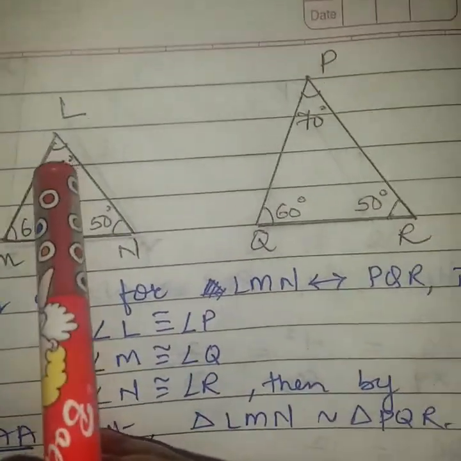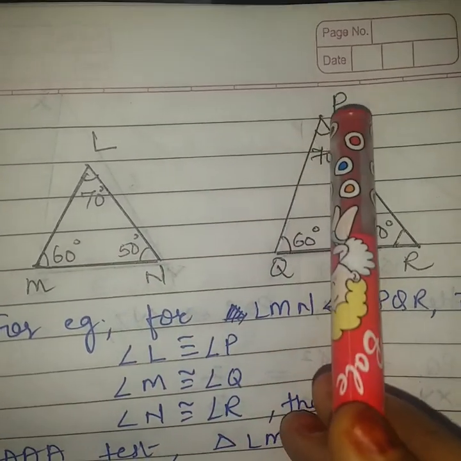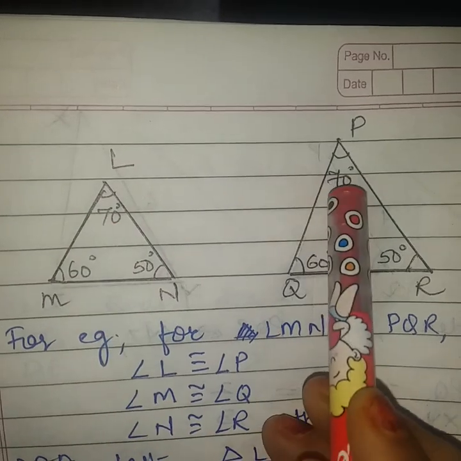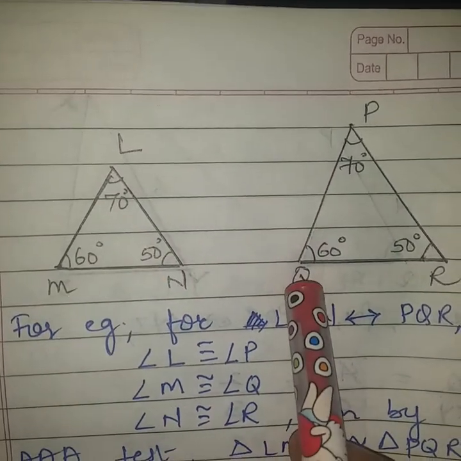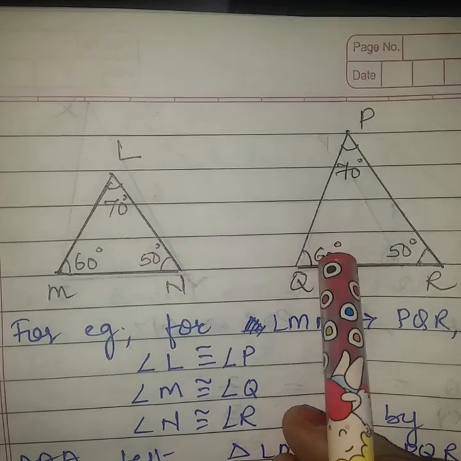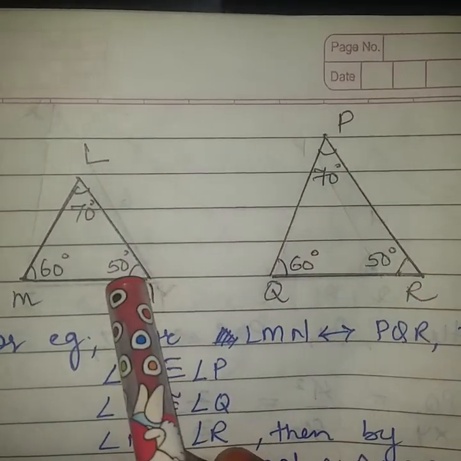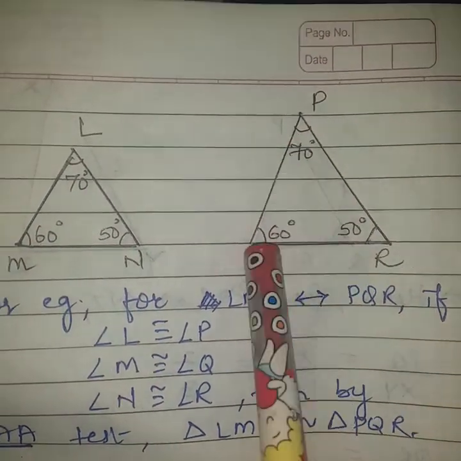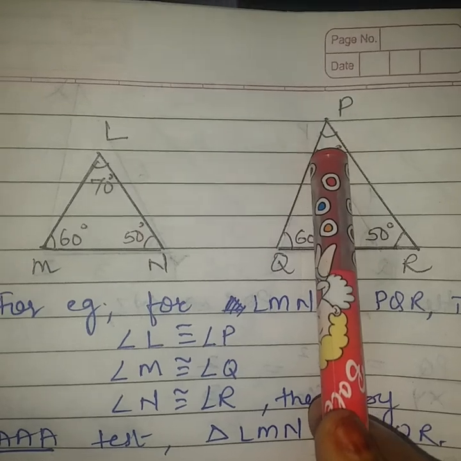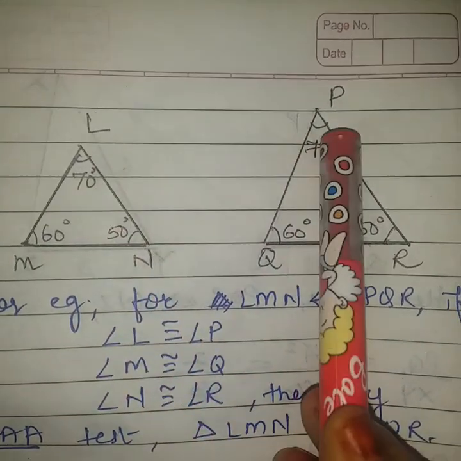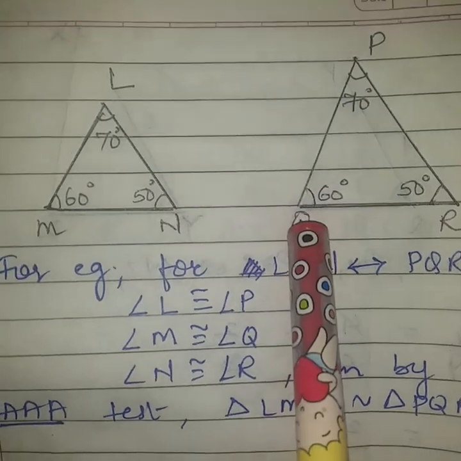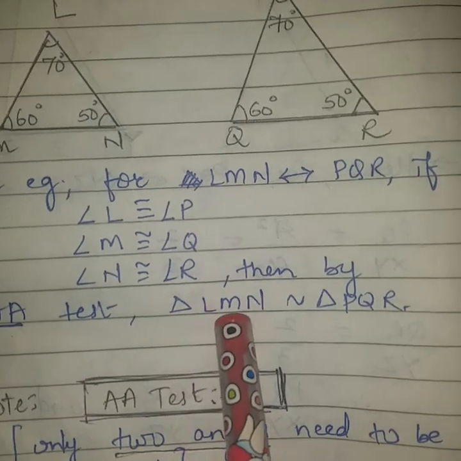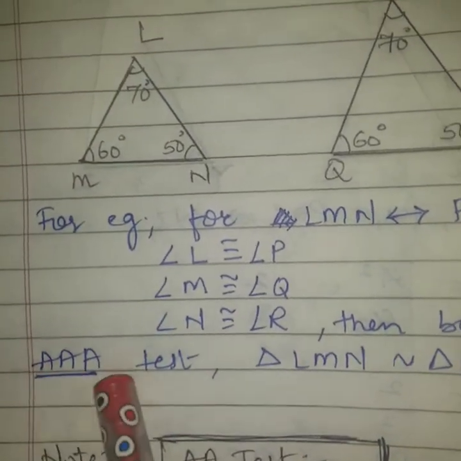Understanding via diagram, we have two triangles, triangle LMN and triangle PQR. Angle L and angle P have the same value, 70 degrees each. Angle M and angle Q have the same value, that is 60 degrees each. Angle N and angle R again have the same value, that is 50 degrees each. So for the correspondence LMN corresponding to PQR, if angle L is congruent to angle P, angle M is congruent to angle Q, and angle N is congruent to angle R, then we can say that triangle LMN is similar to triangle PQR by the AAA test for similarity.